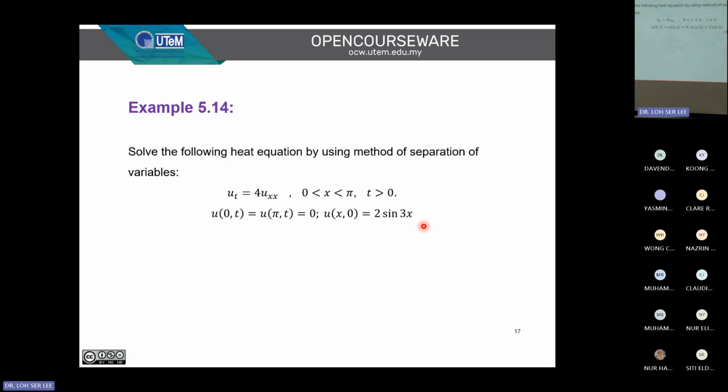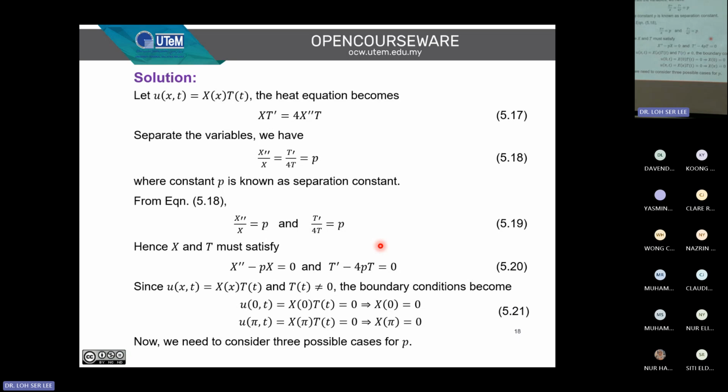Now we look at the second example. In the second example, your L is pi. And this is your PDE. Both boundary conditions are 0. So the steps are almost the same.